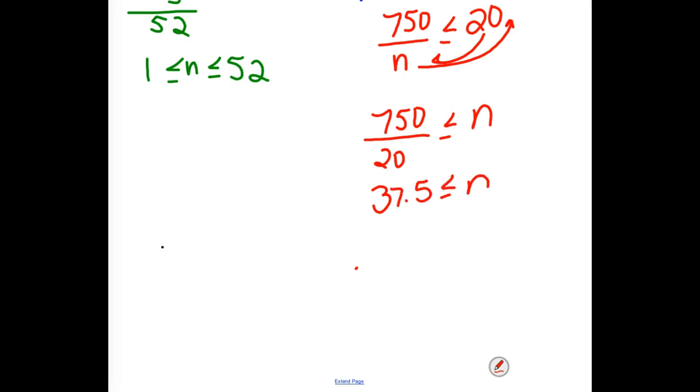All right, so if only 37 students go, can we keep the costs under the $20? No. So we have to round up to 38 students. Our n value here has to be greater than or equal to that. So the smallest I can have is 38 students.